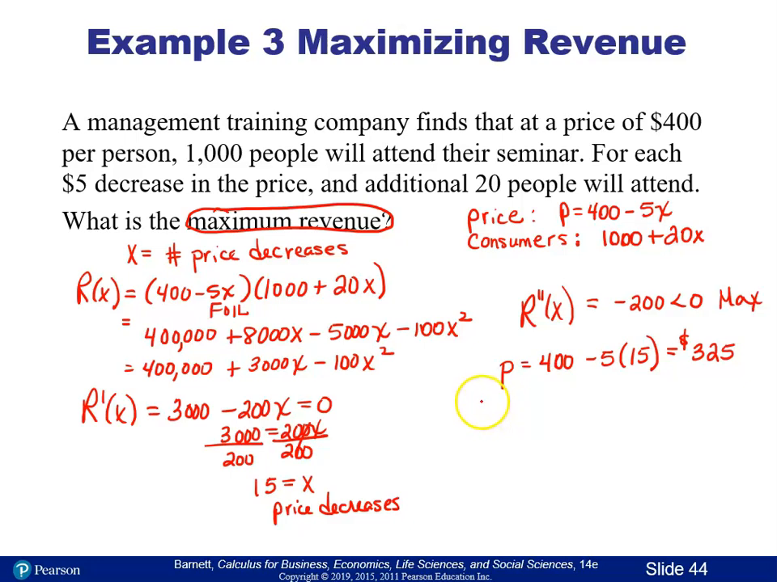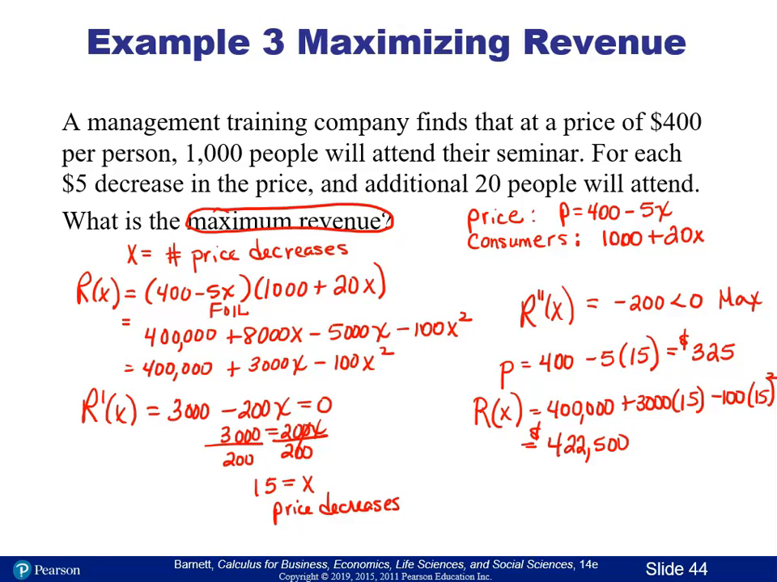And then our maximum revenue, if we plug that into our revenue equation, if we plug in 15, we're going to have 400,000 plus 3,000 times 15 minus 100 times 15 squared. And so we're going to have $422,500 is going to be our absolute maximum revenue.